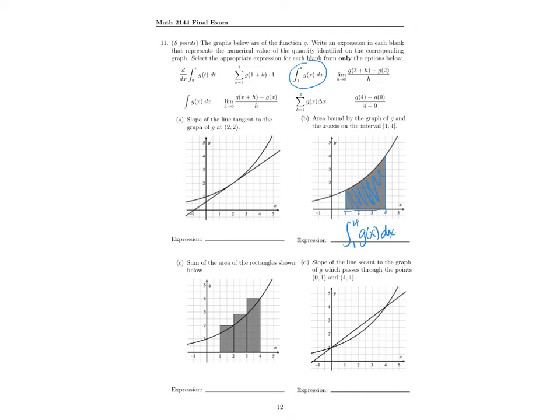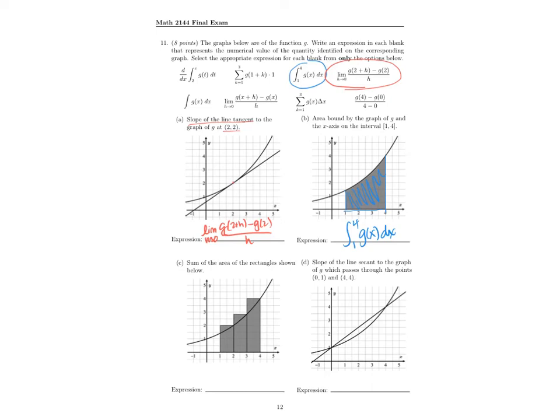And then here, I want to find the slope of the line tangent to the graph at (2, 2). So the slope of that line will be the derivative of g evaluated at 2. And so that's given by, this one is the definition of derivative. So that will be the limit as h goes to 0 of (g of 2 plus h minus g of 2) over h. So that's the definition of derivative with 2 plugged in for x.